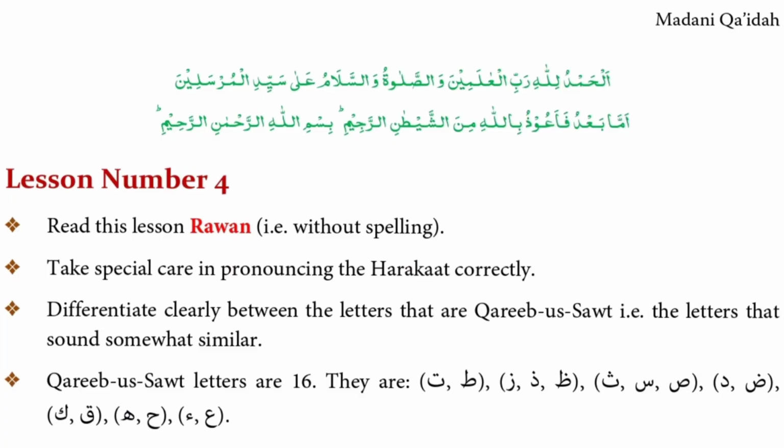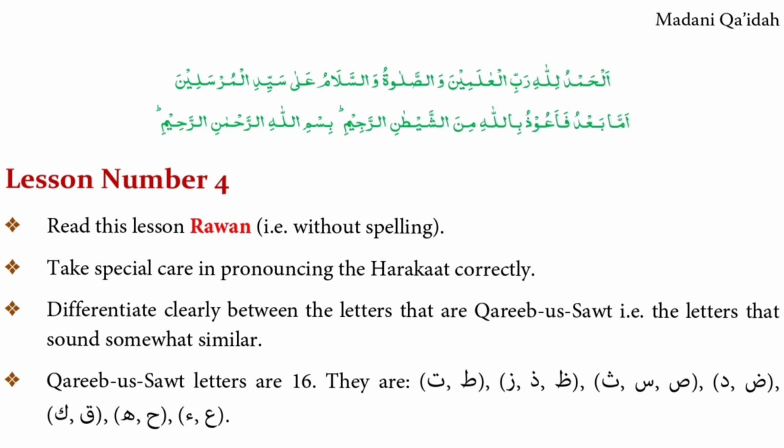For example, look at the first bracket. You can see 2 letters in this bracket, ta and to. So the letter ta with the 2 dots is pronounced with normal voice, like ta, and the other to is pronounced with thicker voice because it is from mustalia letters like to, and this is the difference between ta and to.